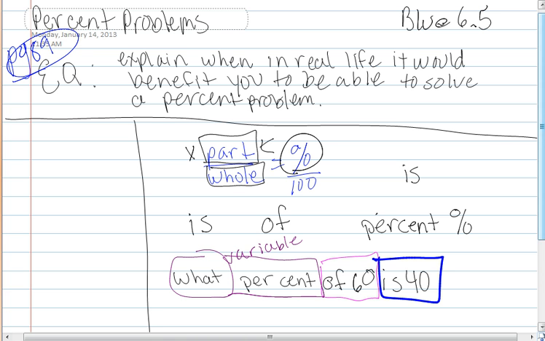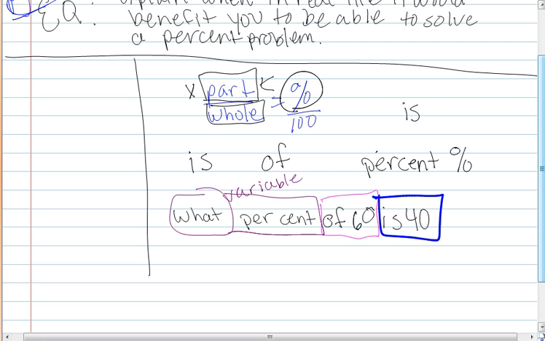So in this case, when you set up the proportion, you're going to use the same proportion every time. You're still going to use part over whole equals percent over 100. But in this case, we're going to change it up a little bit. We're going to put is over of equals percent over 100. It means the exact same thing, but now we're using the words of the formula, or of the word problem.